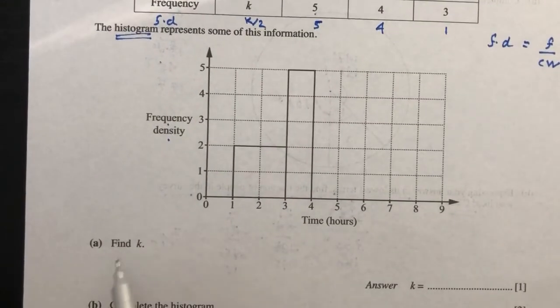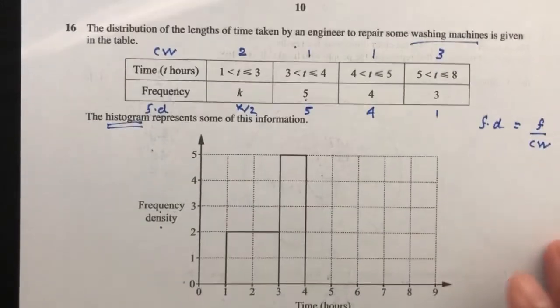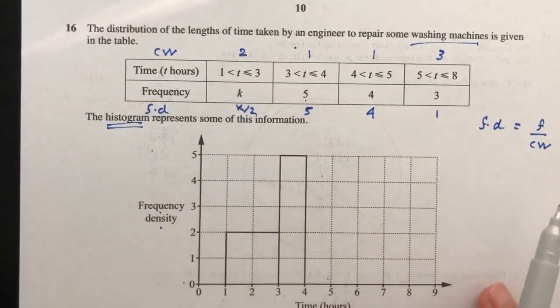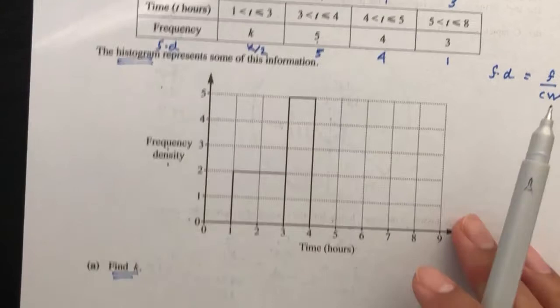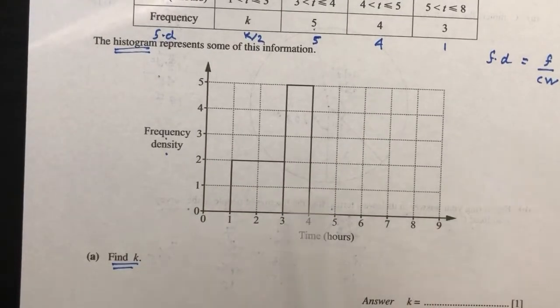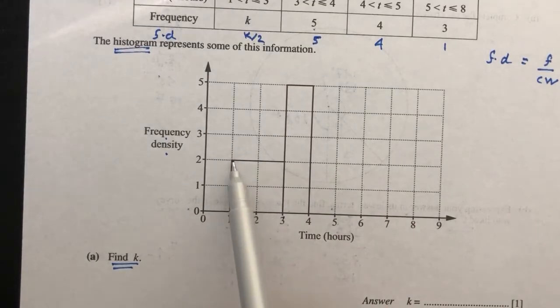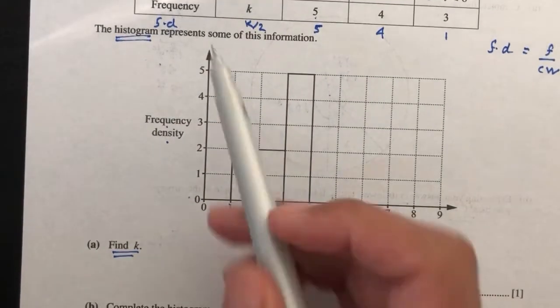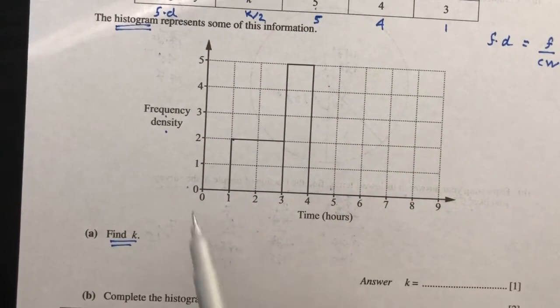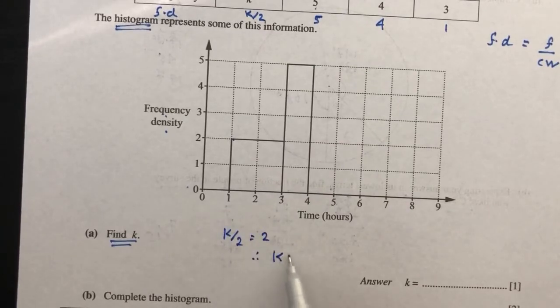Question part A, find the value of k. K is the frequency here. How do we find the value of k? We use this value. From the table we see that the frequency density of this group is 2, which means k over 2 equals 2. So k over 2 equal to 2, thus k equals 4. Value of k is 4.